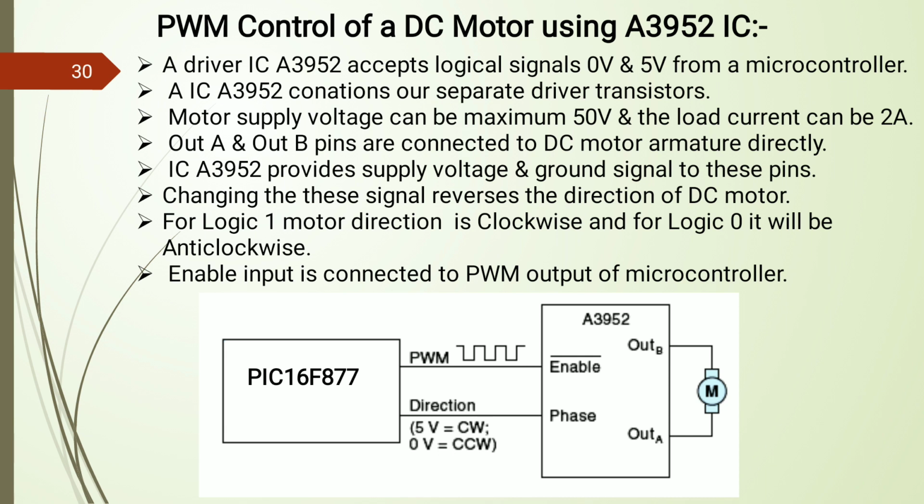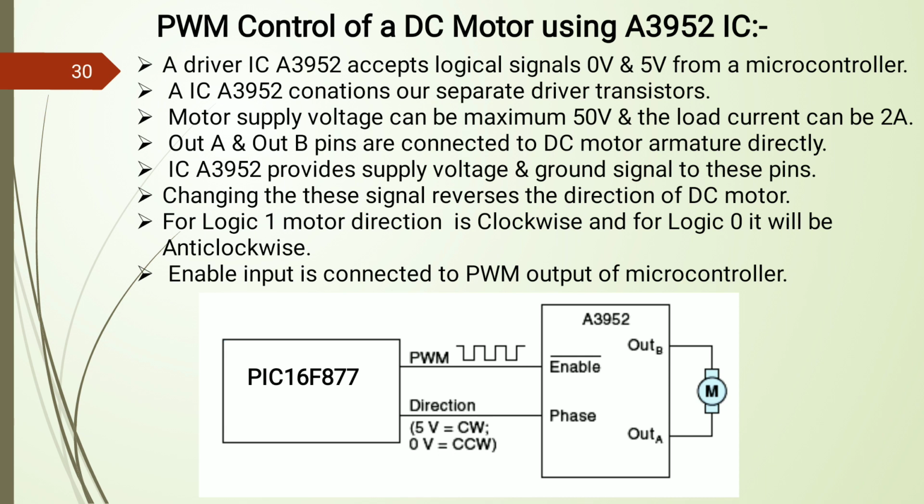So the basic features of driver IC A3952 are: it accepts the logical signal 0 volt and 5 volt, that is digital outputs coming from the controller side, and delivered from the controller side for controlling or varying the PWM of a DC motor. So it accepts the 0 volt and 5 volt supply, and it consists of separate driver transistors, that is, input side and output side are separate.